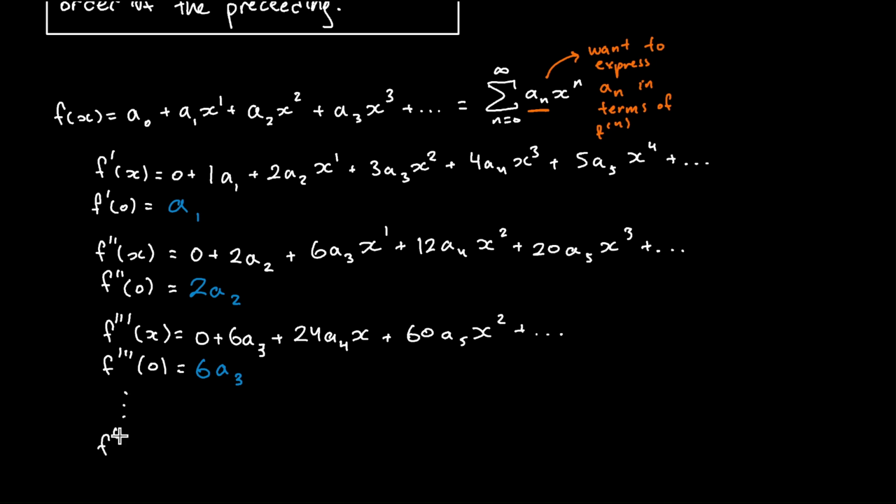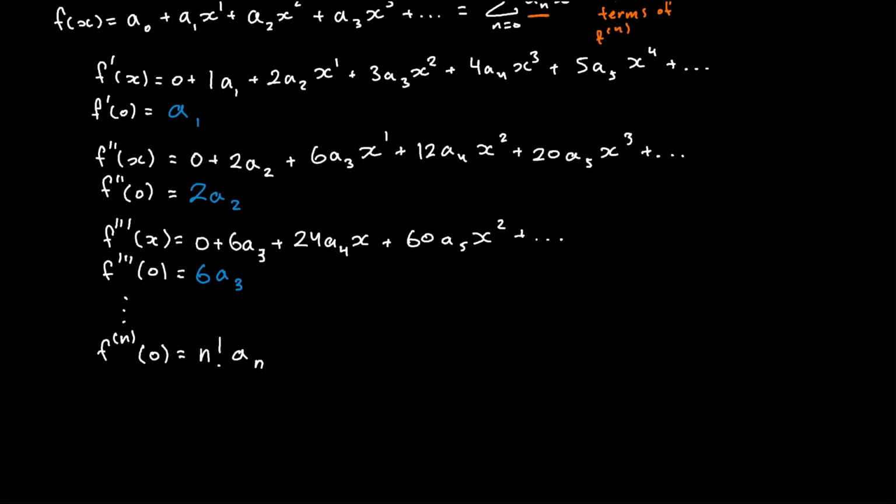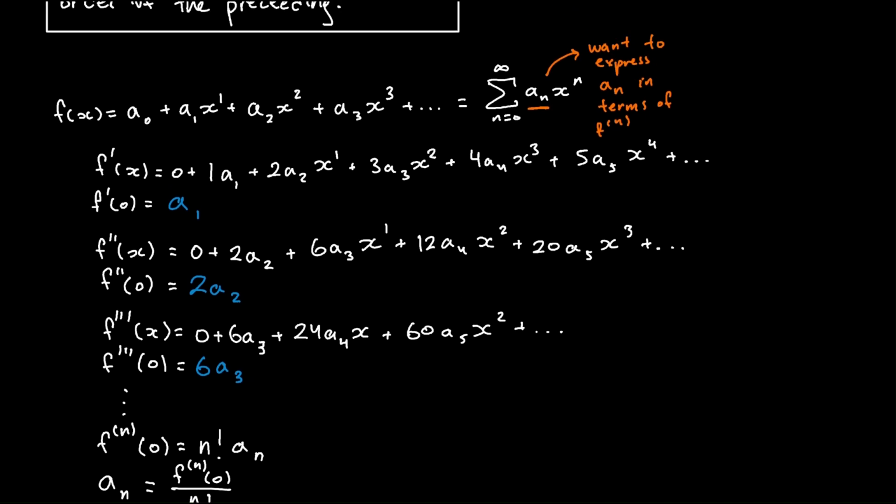Now let's generalize this to the nth derivative of f evaluated at 0. If you notice, because of the power rule, it's just going to be n factorial, because the first one is 1 factorial, 2 factorial, 3 factorial, so it'll be n factorial times a sub n. Rearranging to isolate a sub n, we just divide both sides by n factorial to get a sub n equals the nth derivative evaluated at 0 divided by n factorial.